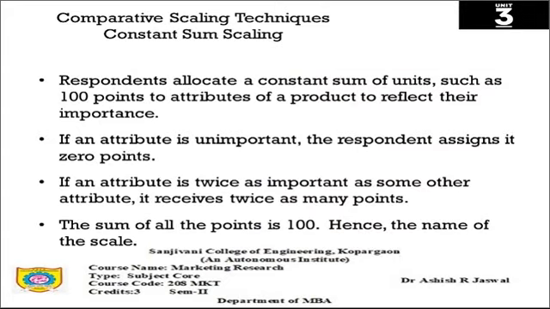The next type of scaling is called constant sum scaling. The word which is very important to understand the concept is sum. It means respondents allocate a constant sum of units such as 100 points to attributes of a product to reflect their importance. If an attribute is unimportant, the respondent assigns it 0 points. But if an attribute is twice as important as some other attribute, it receives twice as many points. The sum of all points is 100. Hence, the name of the scale, constant sum scaling.